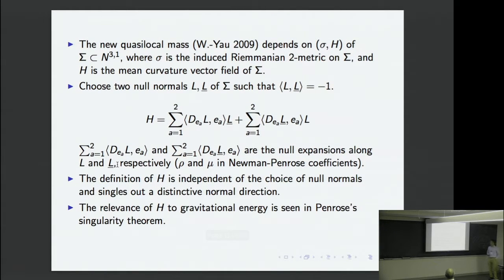In fact, you can see the relevance of this mean curvature vector to gravitational energy in Penrose's singularity theorem. In that case, if you assume both null expansions are negative, or one is positive and the other is negative, then there is singularity formation in the future.